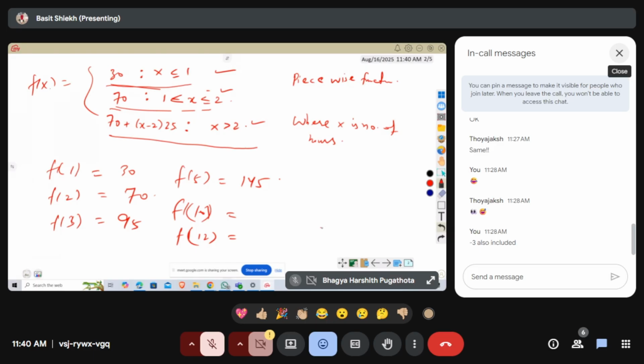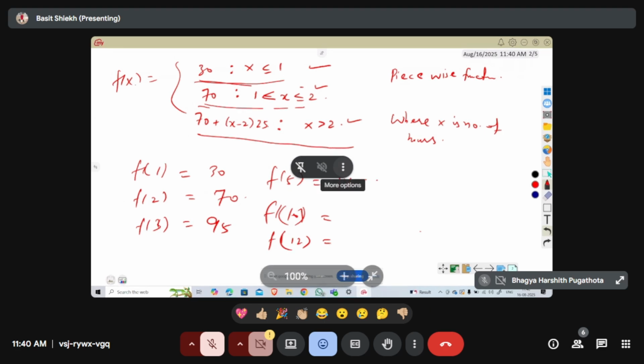Okay, now we have the next topic, algebra of functions. Algebra of functions means addition of functions, subtraction of functions, multiplication of two functions, and we have division of two functions.